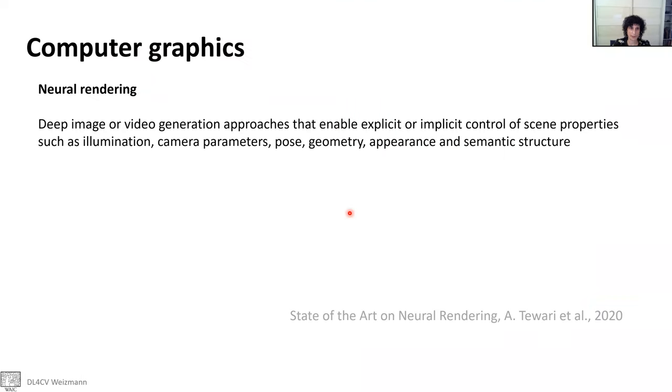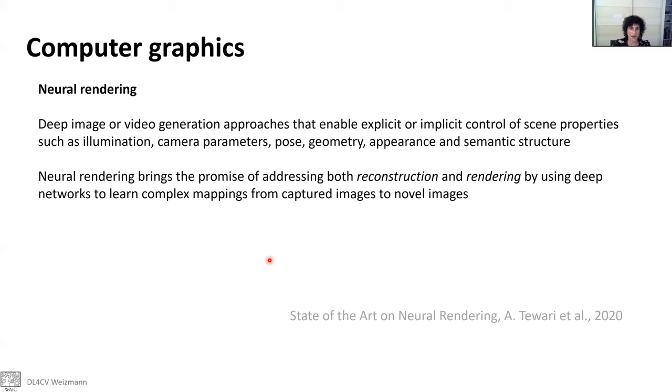We also will speak about neural rendering. And this is the definition of neural rendering, which I took from this review paper. The definition is as follows: deep image or video generation approaches that enable explicit or implicit control of scene properties, such as illumination, camera parameters, pose, geometry, appearance, and semantic structure. Actually, it brings the promise of addressing both reconstruction and rendering by using deep networks to learn complex mappings from captured images to novel images.